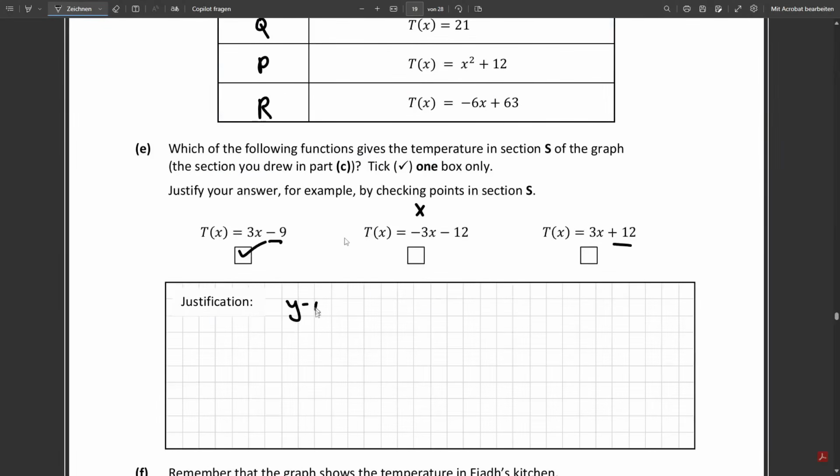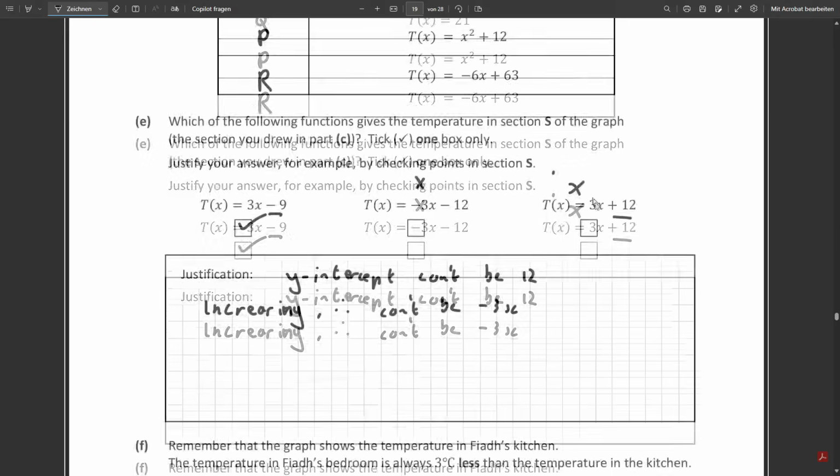You can say y-intercept can't be 12. And it's increasing, so it's positive slope, therefore can't be minus 3x, and then that rules out those two, so then it has to be the far left one.